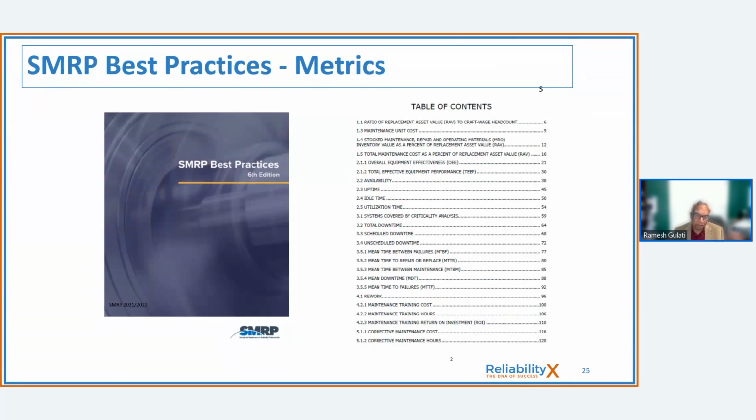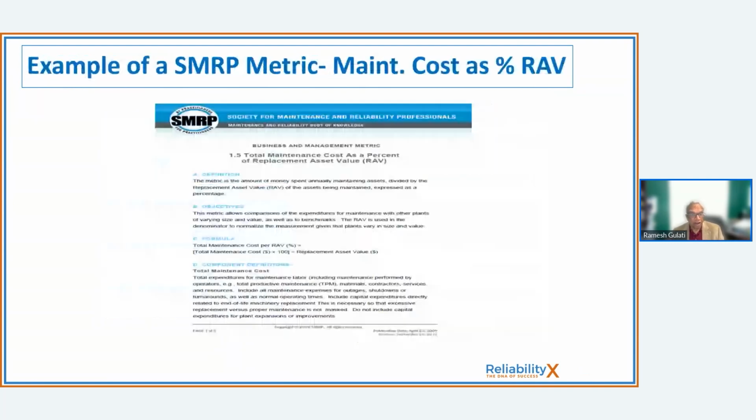In fact, just last week we had a meeting. The seventh edition should be coming out in another couple of months, in October, when the new conference is coming. That time it will be released. These metrics, like 1.5 total maintenance cost as a percent of replacement value, each have 3, 4, 5, 6 pages, much more detail.